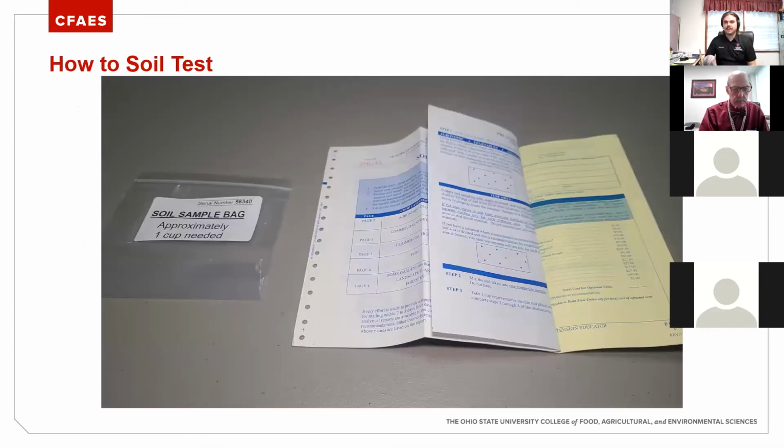So, quick and dirty on how to take a soil test. If you get one from the extension office, it'll come in a bag, and inside that bag you will have your soil sample bag right there on the left, and then you'll have a form. You'll have to fill out that form, and then fill your sample bag with a soil sample, and you put that all inside the bag that it comes in, and you can mail that to the laboratory.